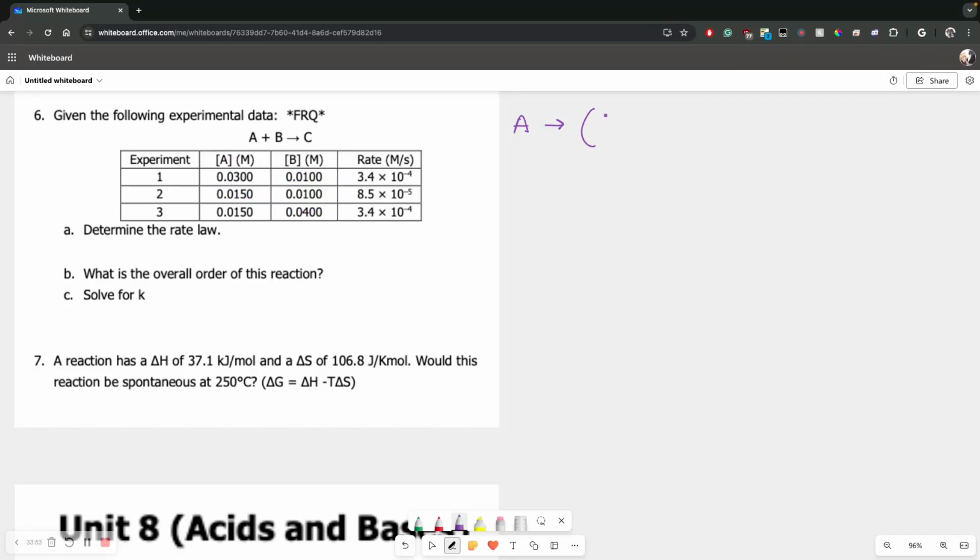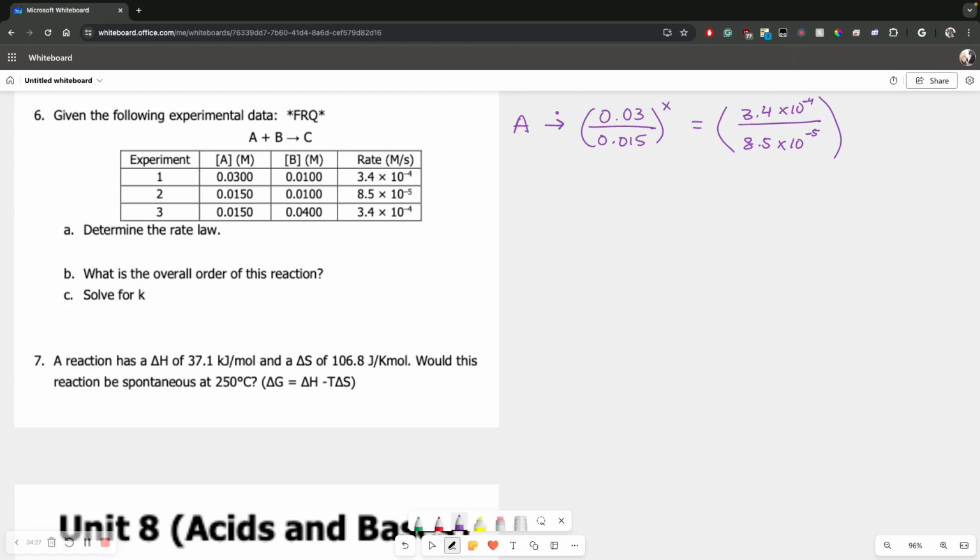So if we have A, the higher number goes on top, 0.015 goes on the bottom, and we're going to set that as x. This format is the same for all rate laws, so you just have to memorize this or write it down somewhere and brain dump this before the exam. So whatever rate corresponds with 0.03, we're just going to put on top as well: 3.4 times 10 to the negative 4th on top, and 8.5 times 10 to the negative 5 on the bottom.